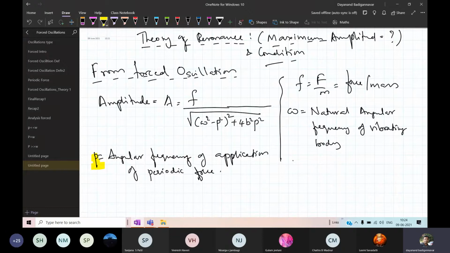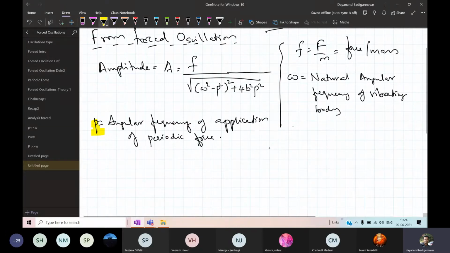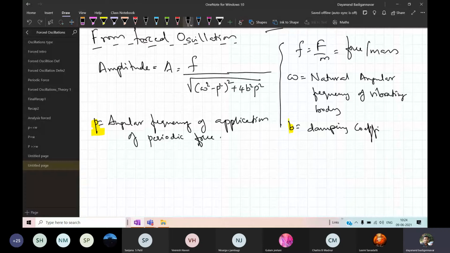Okay, that means you are applying a force with a frequency of P. Now what is b? b is the damping coefficient. How much damping is there? This is the damping coefficient. Okay, P, b and omega.